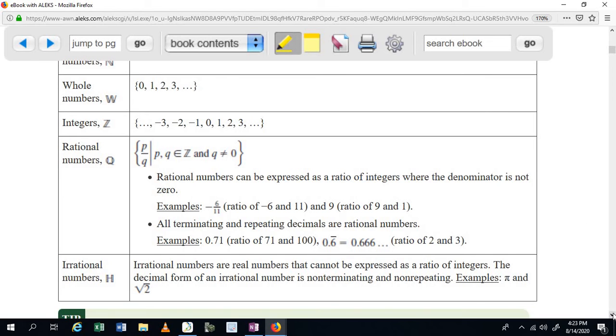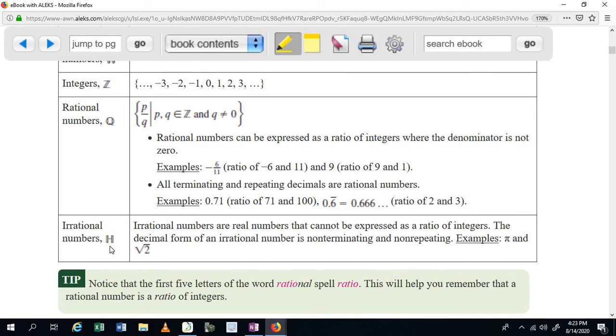Okay, and that leads us to irrational numbers, which we use the letter H for. Irrational numbers are real numbers that cannot be written as a ratio of integers. In other words, they're not rational numbers. And there are some examples of this. Pi is not a rational number, so it's irrational. You cannot write pi as the ratio of two integers. Likewise, the square root of 2 cannot be written as the ratio of two integers, so it's irrational as well.